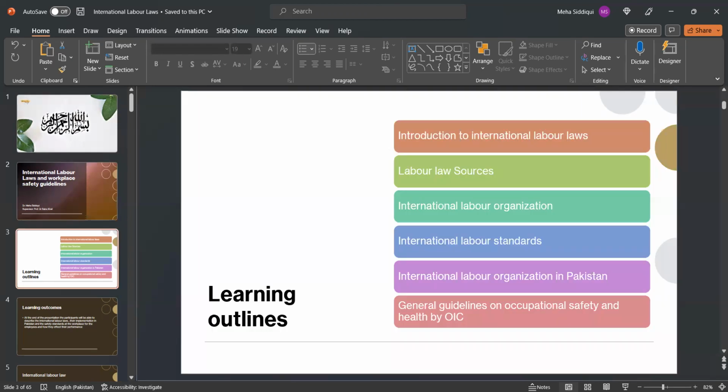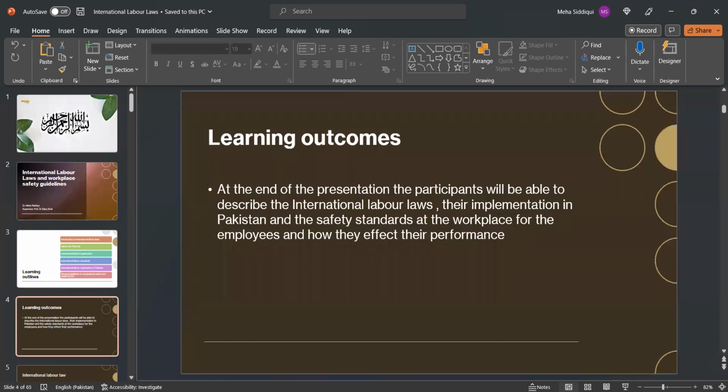Learning outlines: Introduction to International Labor Law, Sources, International Labor Organization, International Labor Standards, International Labor Organization in Pakistan, and General Guidelines on Occupational Safety and Health by OIC. Learning outcomes: at the end of the presentation, participants will be able to describe the international labor laws, their implementation in Pakistan, and the safety and health of employees and how they affect their performance.